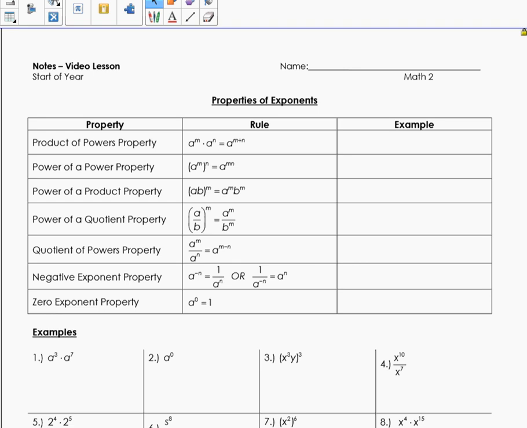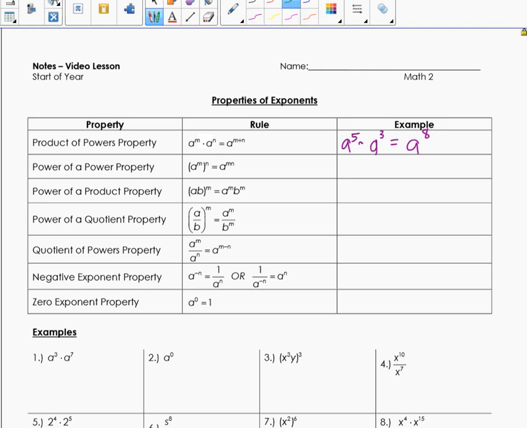So anyway, starting with the properties at the top. The first one is the product of powers property. You'll hear me say a lot, when you multiply, you add. So a to the m times a to the n. The a is your base. That's the same. If your base is the same, you're going to add your exponents. So let's say you were given a to the fifth times a to the third. Because you're multiplying and a is your base and it's the same, it's a to the eighth because you're going to add your 5 and your 3.